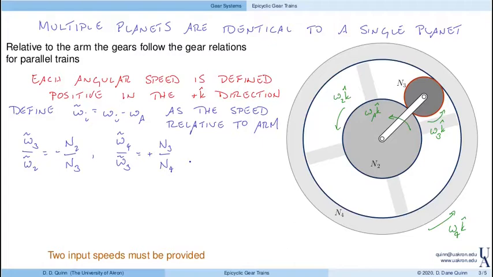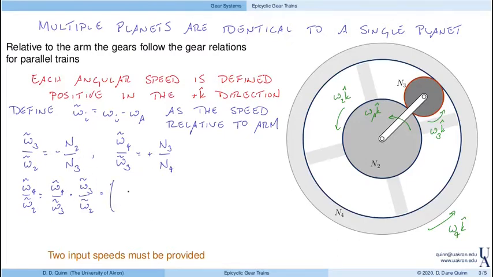Again, as long as we define these speeds all positive in the plus k direction, then this works out nicely. And as a result, we can actually look at overall gear relationships. So for example, omega 4 tilde divided by omega 2 tilde is the relative speed of gear 4 divided by the relative speed of gear 3 times the relative speed of gear 3 divided by the relative speed of gear 2, right?